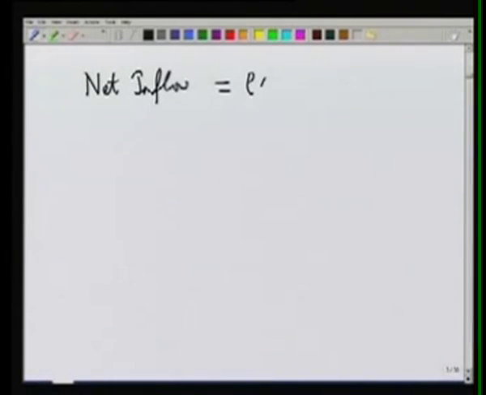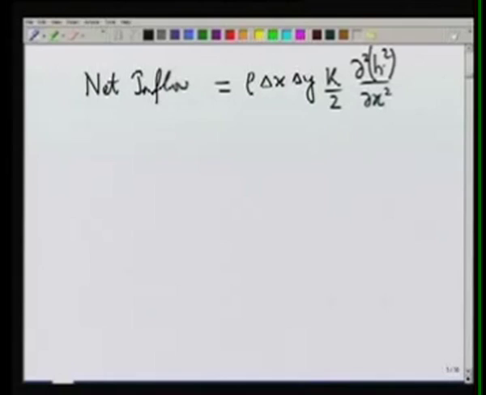rho, so we get the second derivative of h square. So if we compare this with the unconfined aquifer and confined aquifer, we will see that in the confined aquifer we had the second derivative of h, but here we are getting the second derivative of h square. Now this was in the x direction.